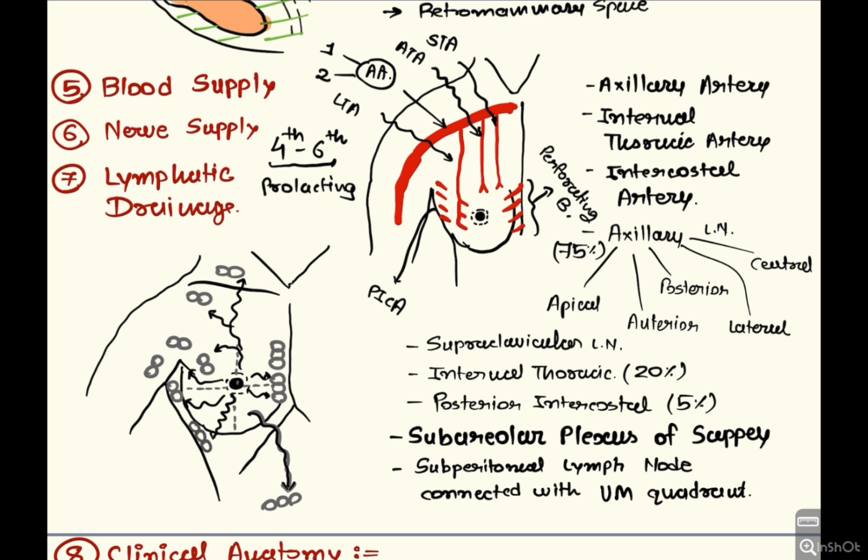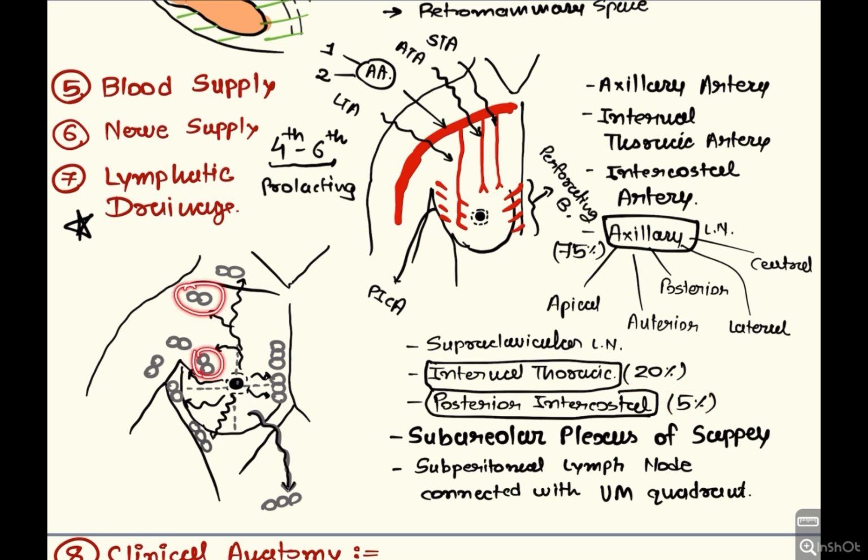Lymphatic drainage of this gland is very important because carcinoma of the breast spreads through the lymphatics. There are three main lymph nodes draining the mammary gland: the axillary lymph node, the internal thoracic lymph node, and the posterior intercostal lymph node. The main one is the axillary lymph node, which drains about 75% of the gland. About 20% is drained by the internal thoracic lymph node, and the remaining 5% by the posterior intercostal lymph node.